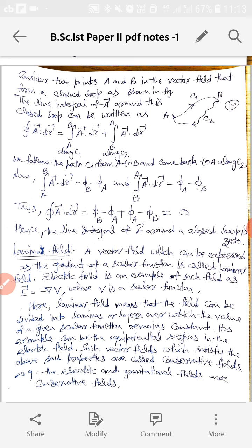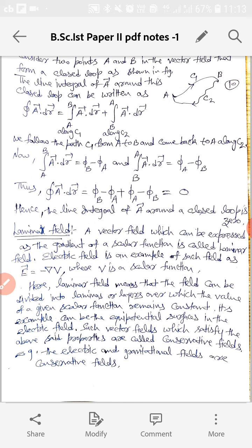That means we can have a laminar field where we have divided that field into layers, over which the value of a given scalar function remains constant. At different circles we have different constant values, but at a particular circle the value is always constant. So this is an example of an equipotential surface in case of the electric field, and such fields which satisfy the above properties are conservative fields.